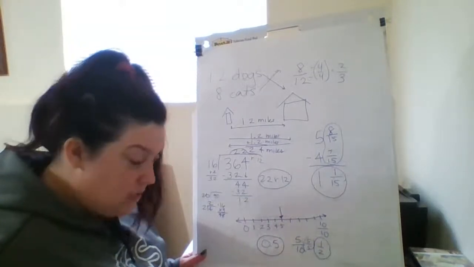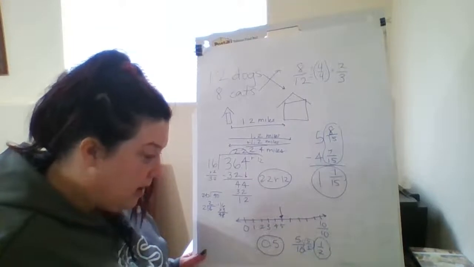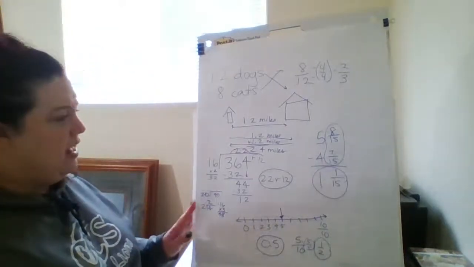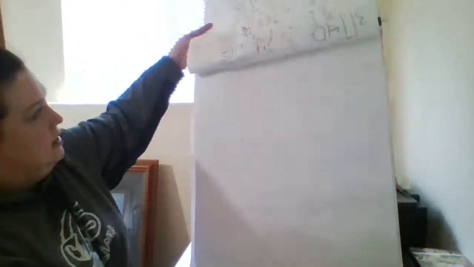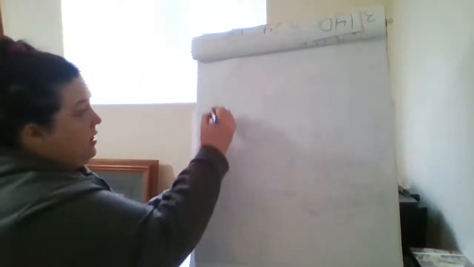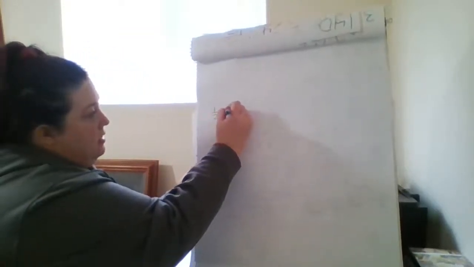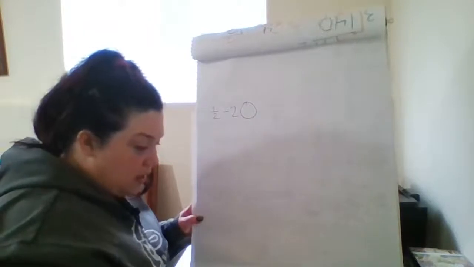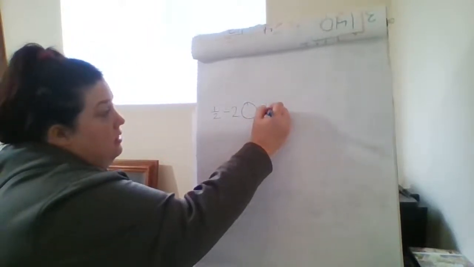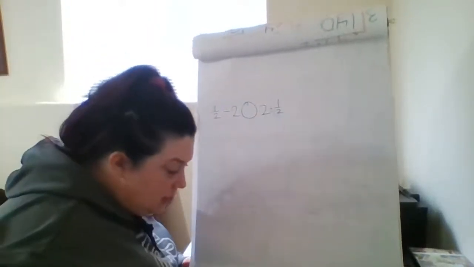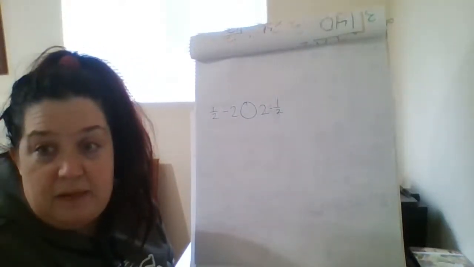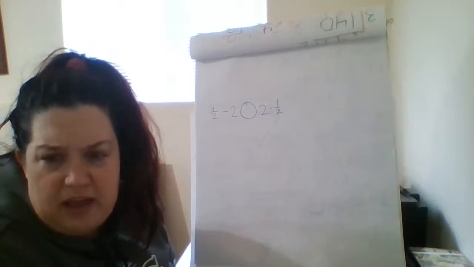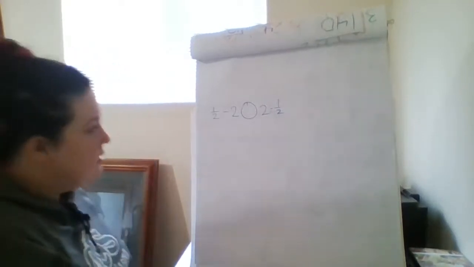Okay, number 10. We're going to compare. It looks like I need some more paper. Okay, so number 10, comparing 1/2 divided by 2 with 2 divided by 1/2. And this comes from lesson 106. So we're going to go ahead and look at that like that. Okay, so far so good.